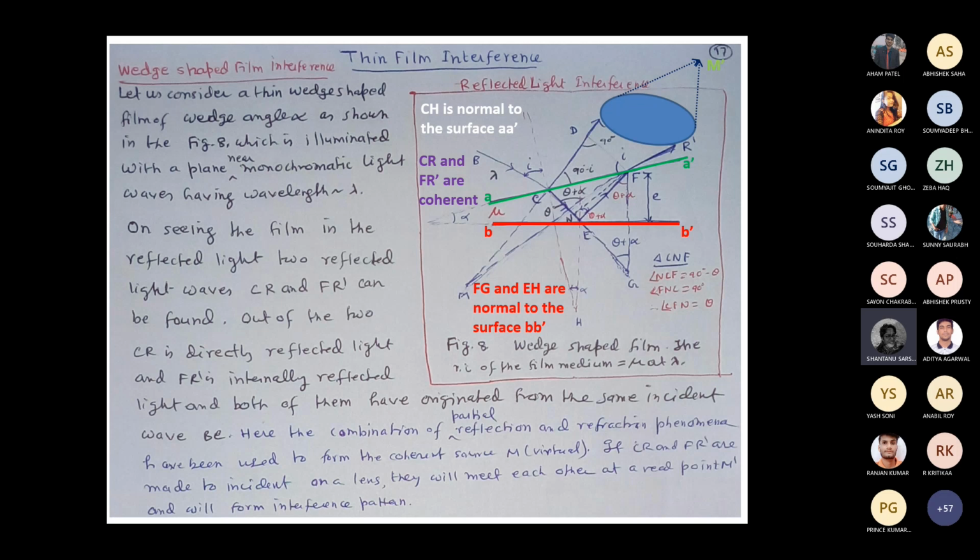So let us consider a thin wedge shape film, of wedge angle alpha, not a very large wedge angle, basically a small wedge angle. This has an application in industry. We'll discuss later that in the optical industry and in the mechanical industry also, there are some applications where optical components are used. So let me first discuss the theory, and then we'll go to the application of this phenomenon in the technological part. Let us consider the thin wedge shape film of wedge angle alpha as shown in the figure, illuminated with monochromatic light of wavelength lambda.